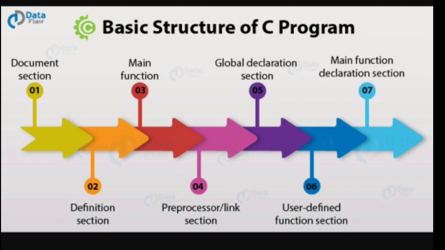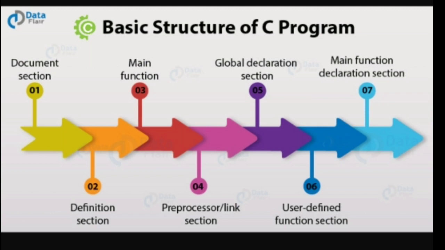Then go to the link section. The link section includes header files. In this link section we include stdio.h, for example, which is the standard input output header file from the C library.